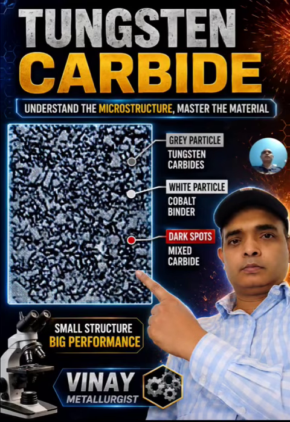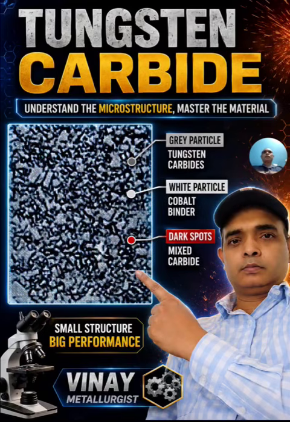Now let's begin. What is tungsten carbide? Tungsten carbide is one of the hardest engineering materials. It is manufactured by powder metallurgy, not by conventional casting. The material consists of 97% tungsten carbide and 3% cobalt. Tungsten carbide provides extremely high hardness, excellent wear resistance, high compressive strength, high hot hardness. However, tungsten carbide is brittle, therefore cobalt is added as a metallic binder.